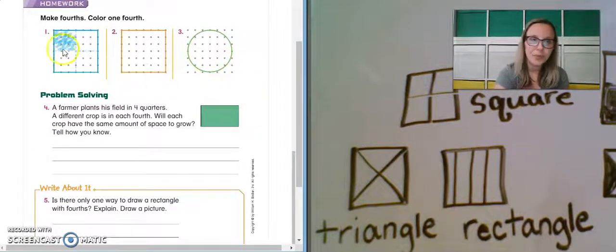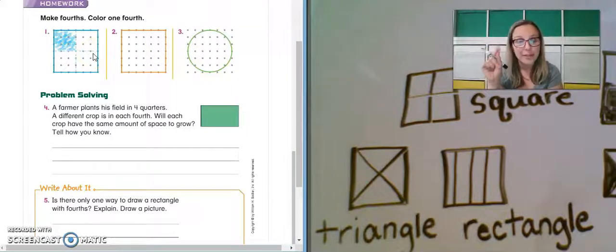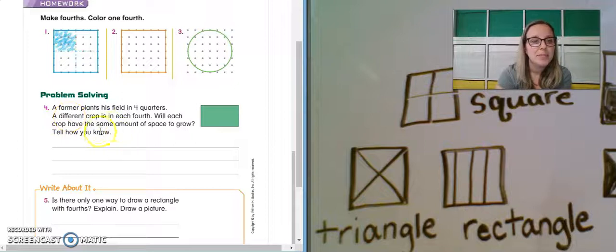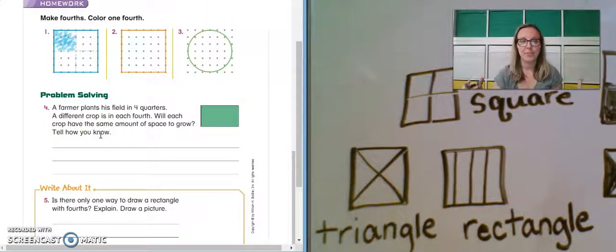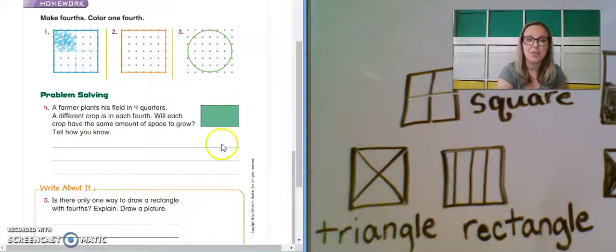You'll do the same thing here that we did on the other page, where you break them into fourths and color 1 fourth. Number 4 says a farmer plants his field in 4 quarters. A different crop is in each fourth. Will each crop have the same amount of space to grow? Well, think about it. If they're in fourths, we know that they're equal spaces, so your answer would be yes. And you can explain how you know that.